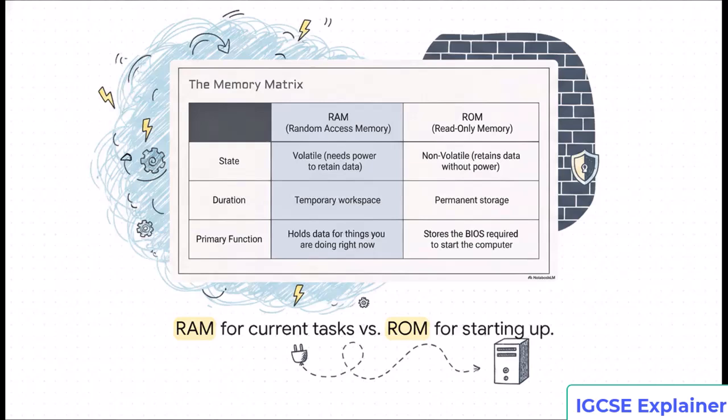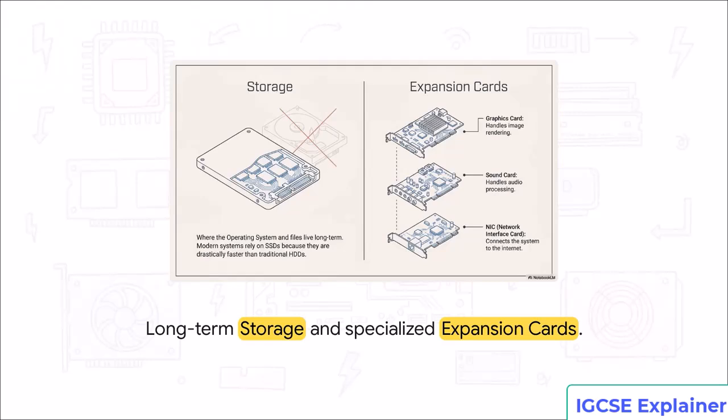All right, next up on our city tour is memory. And we really need to distinguish between RAM and ROM here. RAM, or random access memory, is a temporary, volatile workspace for right now. If the power cuts out, poof, that data's gone. ROM, or read-only memory, is permanent. It's non-volatile storage that holds the essential BIOS instructions required just to boot the system up in the first place. Now, if RAM is just temporary, your operating system and all your files need a long-term home. That's your storage, which these days is typically incredibly fast solid-state drives, or SSDs.